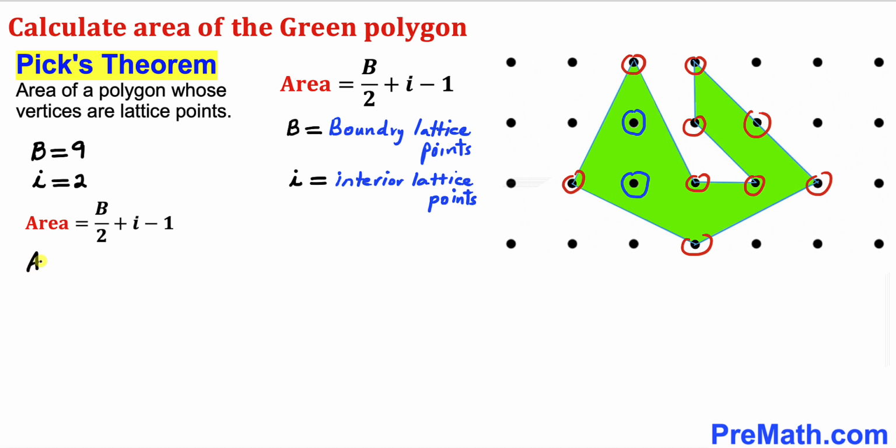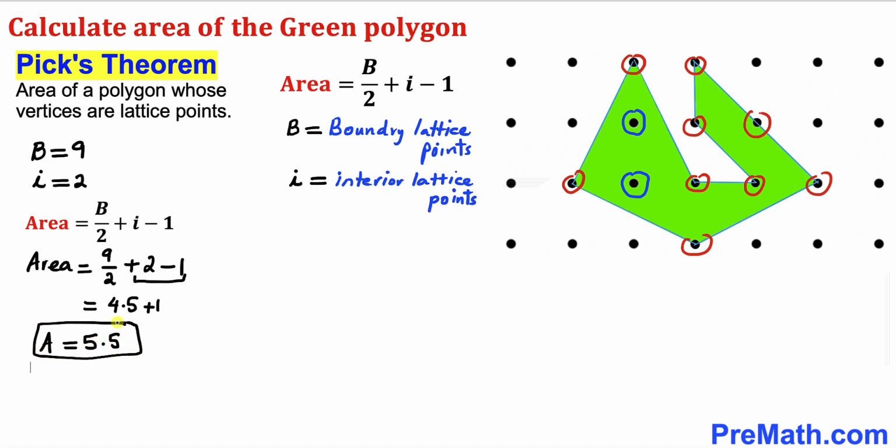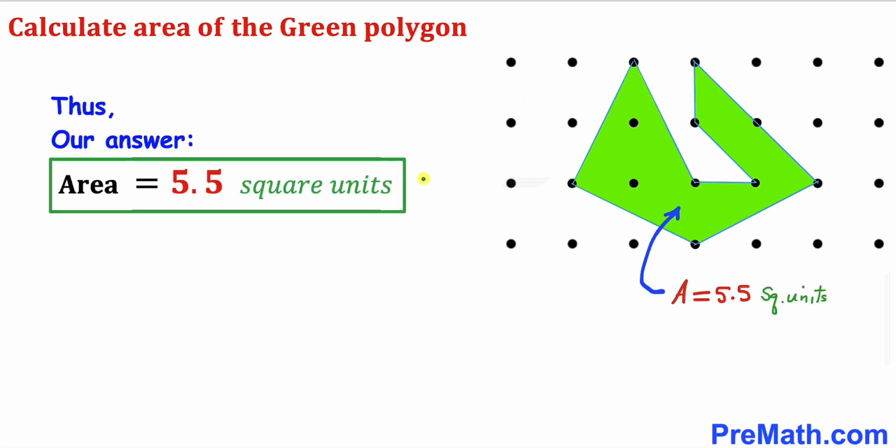So the area of this green polygon is going to be b, which is 9, divided by 2, plus I, which is 2, minus 1. 9 divided by 2 is the same as 4.5, and 2 minus 1 is simply 1. So therefore, our area is going to be 5.5 square units. So thus the area of this green polygon turns out to be 5.5 square units.